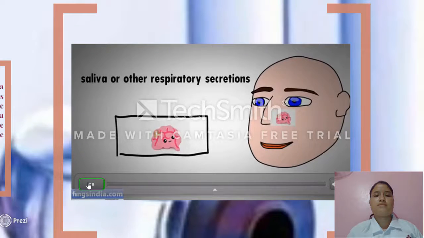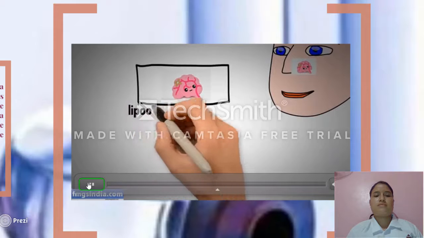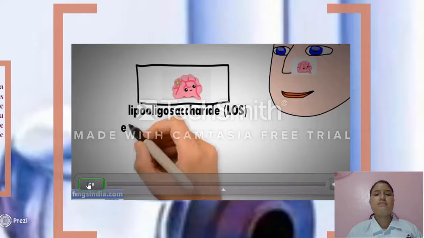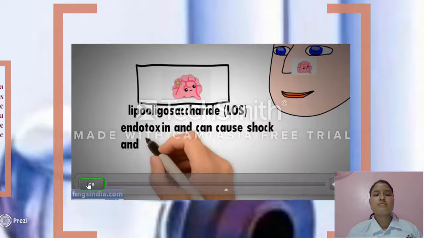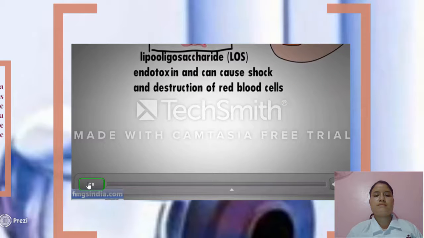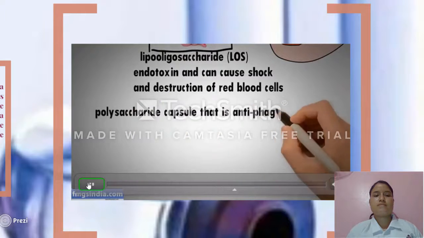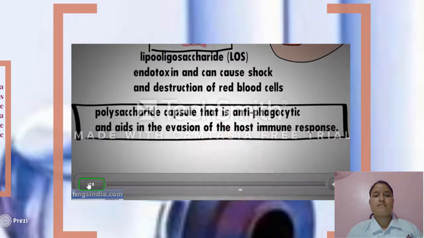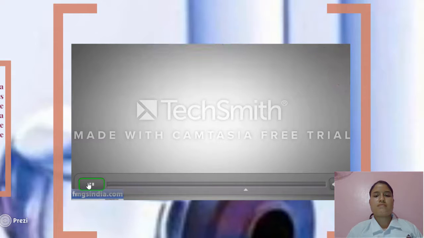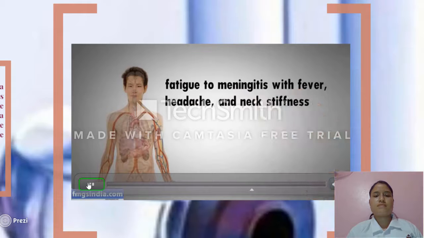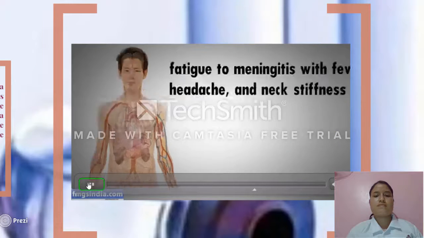Virulence mechanisms include lipo-oligosaccharide, LOS, on the outer membrane of Neisseria meningitidis, which acts as an endotoxin and can cause shock and destruction of RBCs. Other virulence mechanisms include a polysaccharide capsule that is anti-phagocytic and aids in the evasion of the host immune response. Symptoms can rapidly progress from fatigue to meningitis with fever, headache, and neck stiffness.